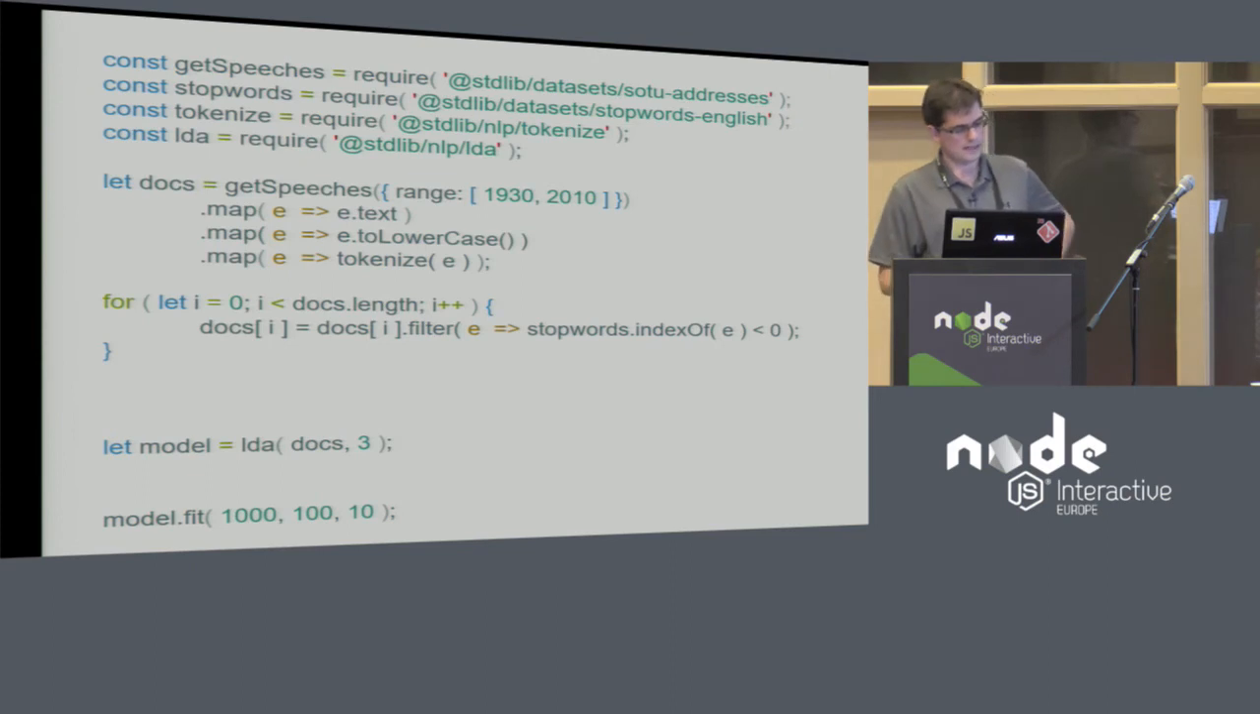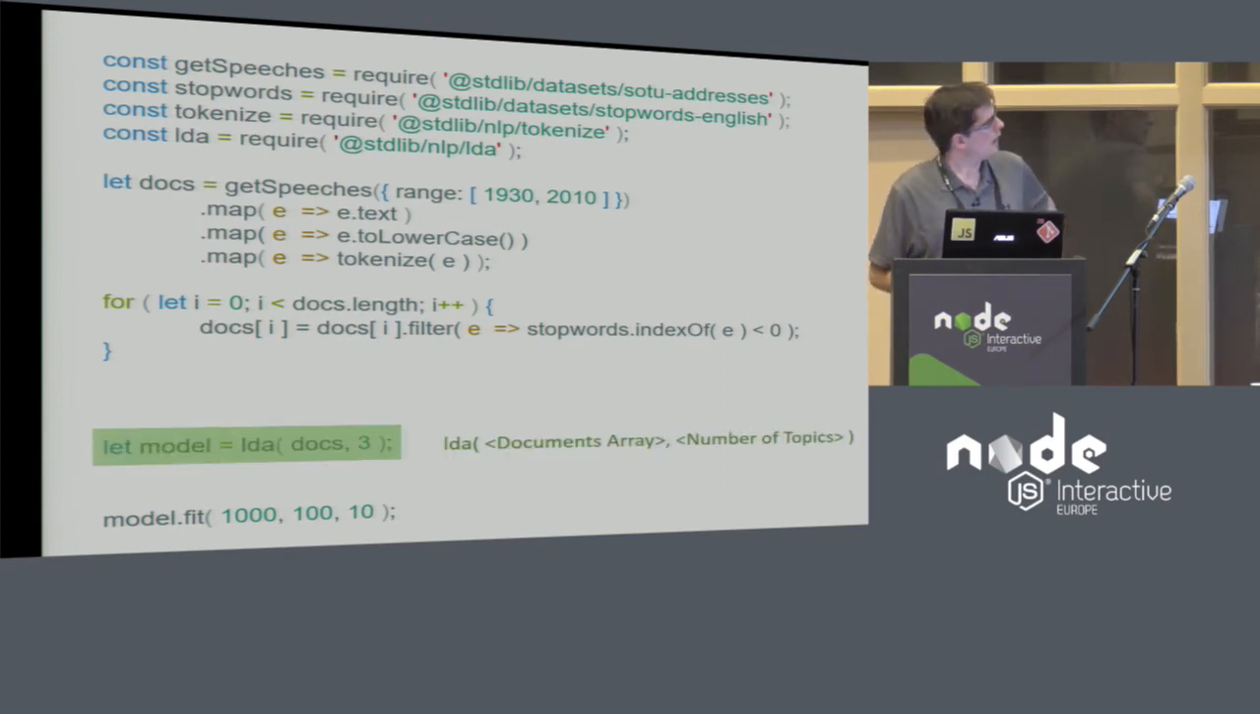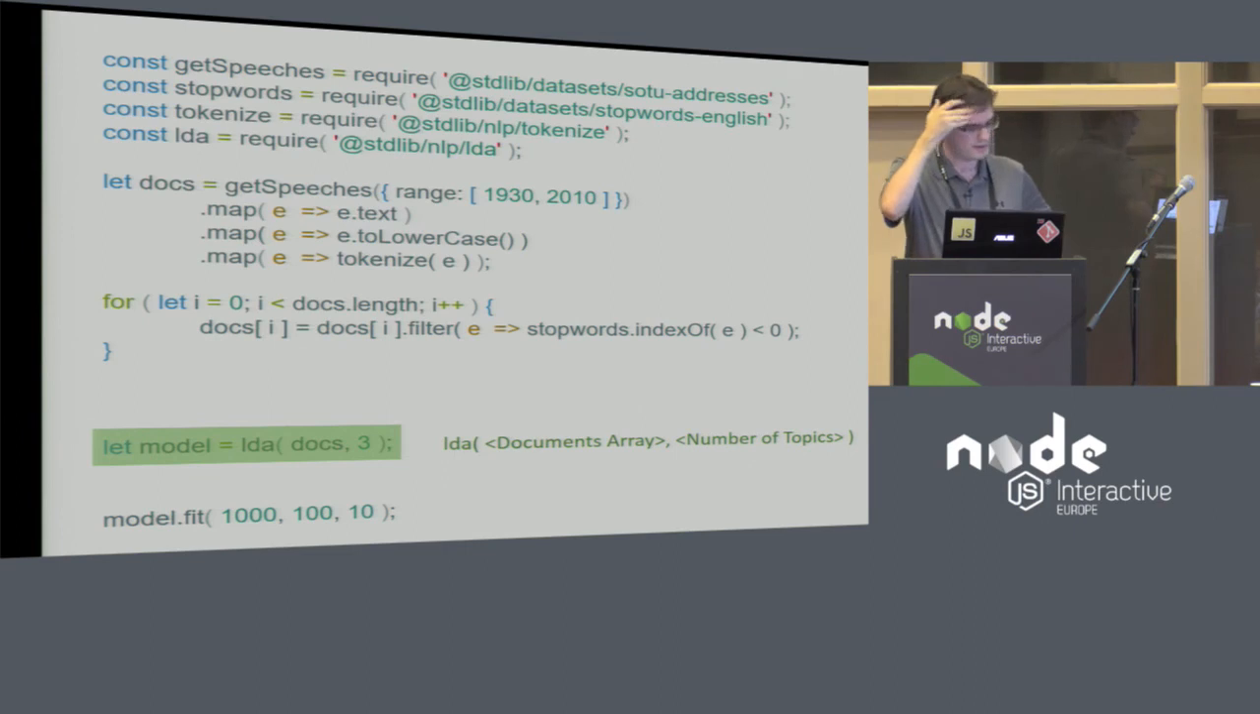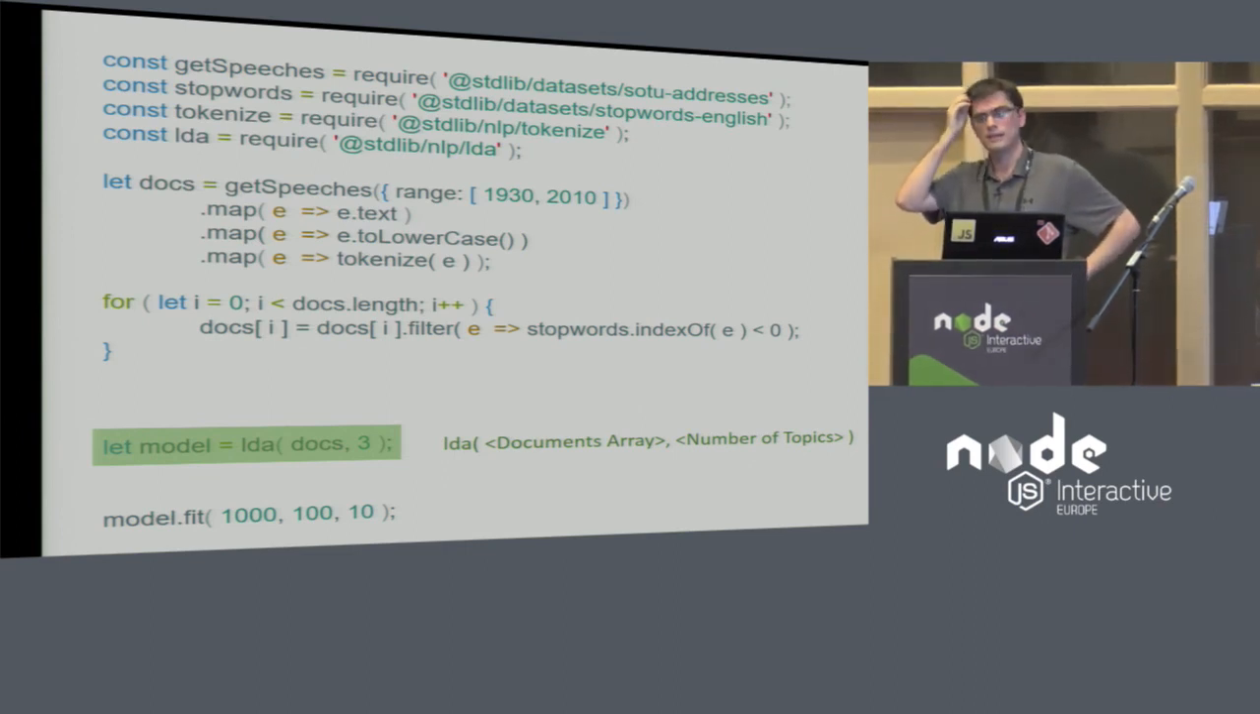Besides that, we load this LDA, latent Dirichlet allocation, module here, and then we proceed similarly as before. We tokenize our texts, and then we keep only the words which are not in the stop word list. And then we create this LDA model. This function takes two parameters. First is an array of documents, and the second is the number of topics. So in this type of model, you actually have to specify how many topics you want.